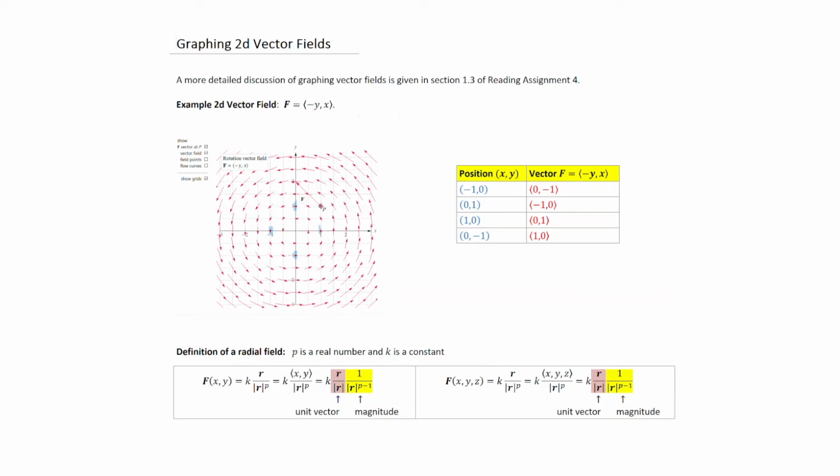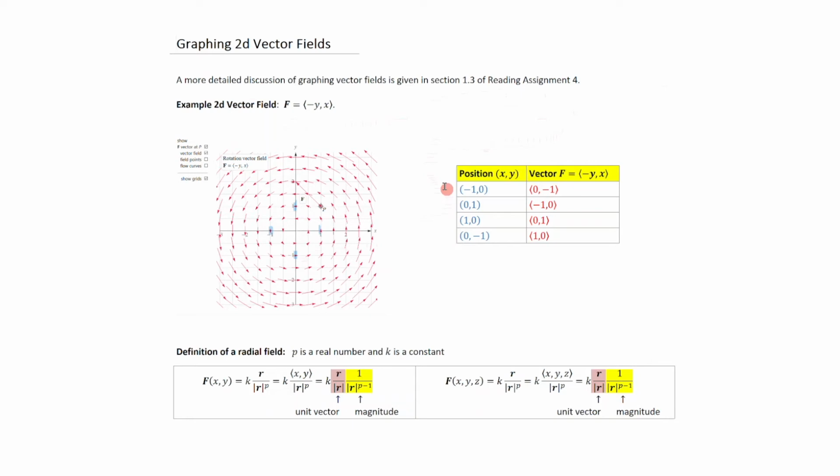So we're going to just take an example. Let's take the vector field f to be minus y x. How are we supposed to graph this? The simplest thing to do is to create a little table. What I've shown here are 4 different positions corresponding to these blue bars that you see here.